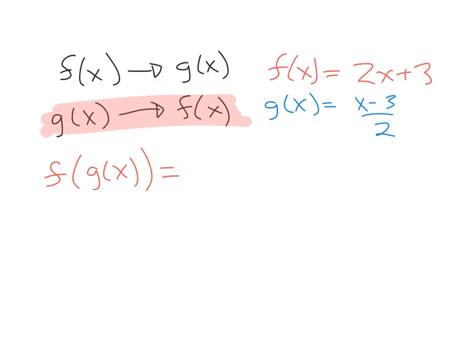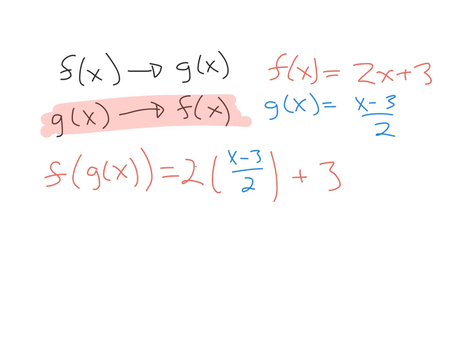Okay, so looking at this right here, and I'm going to be flipping back and forth, we have 2. Now, like I said, I'm going to start plugging in wherever I see an x. I'm going to now put the function g of x, and so I have x minus 3 over 2, and then plus 3. So notice, what is in red, that's still that f of x function, and what is in blue is what I'm plugging into that function.